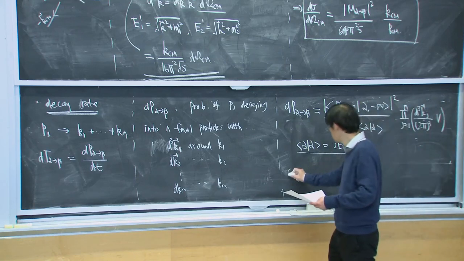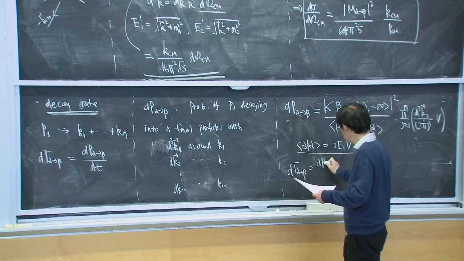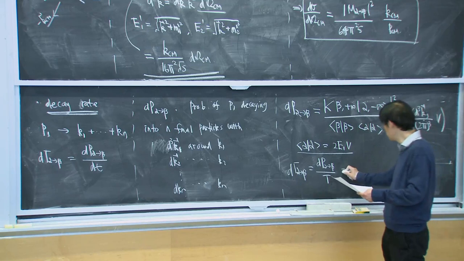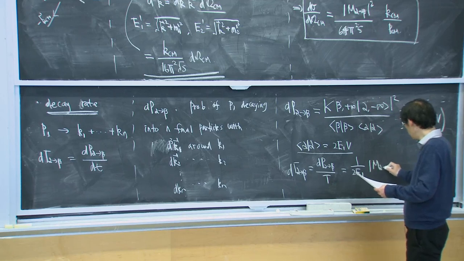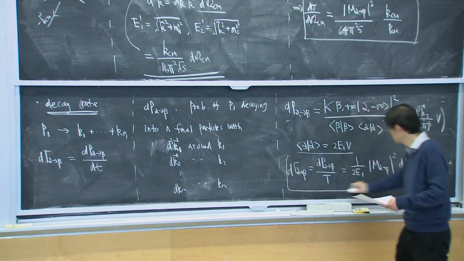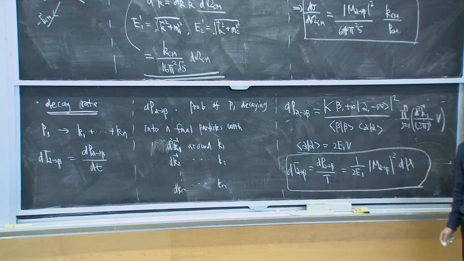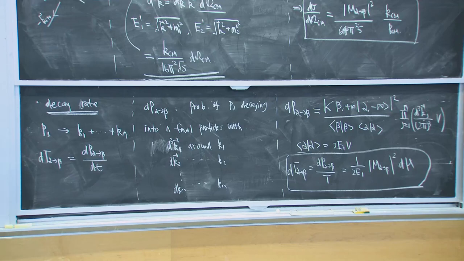Then you find d gamma alpha beta equals dP alpha beta divided by t, and this is just given by the modulus squared of the matrix element, times d mu. d mu is defined in the same way. So this is the final answer for the decay case, and the total decay rate is obtained by integrating over all momentum.